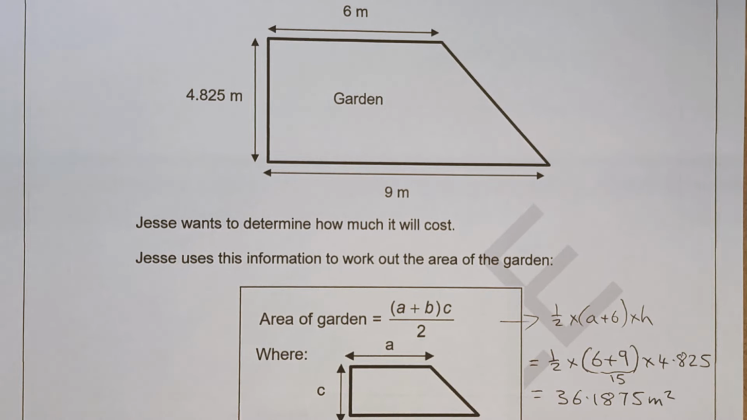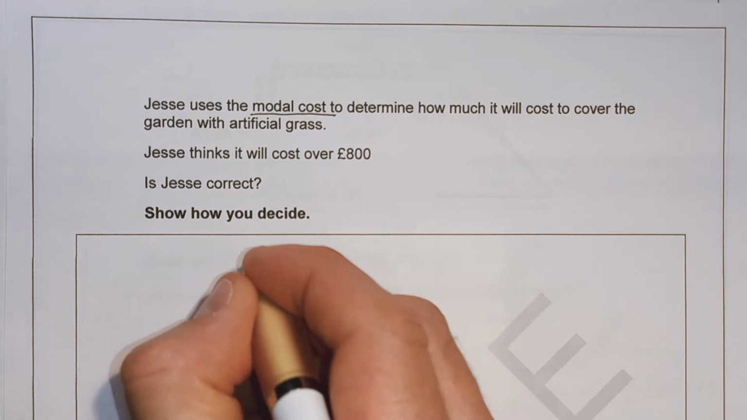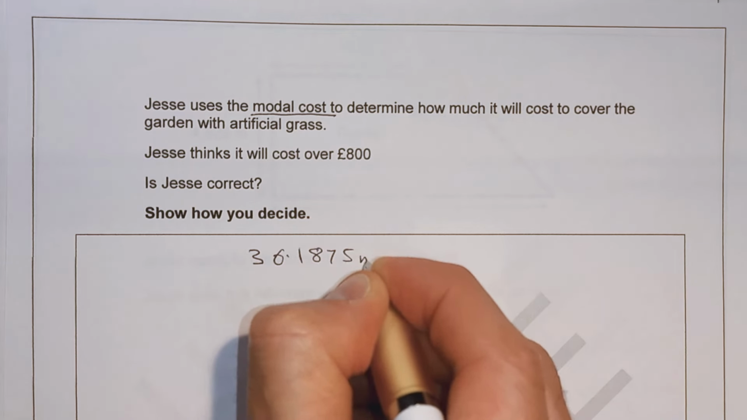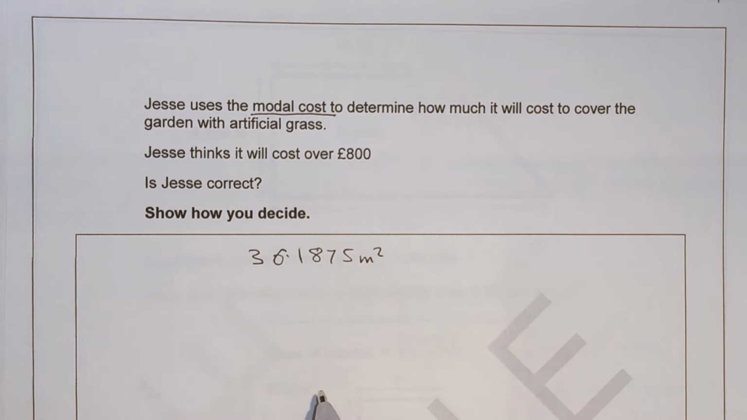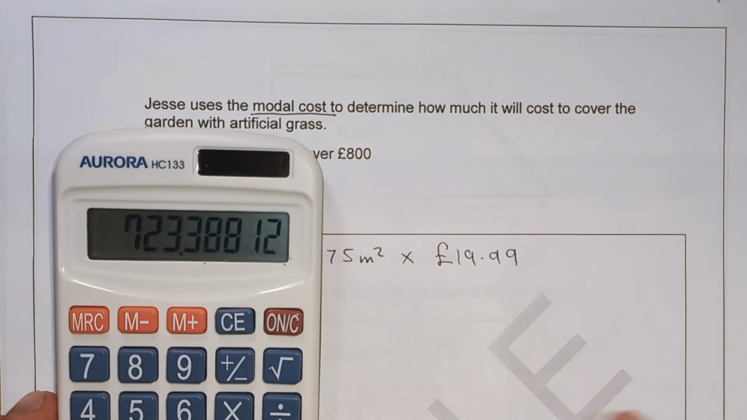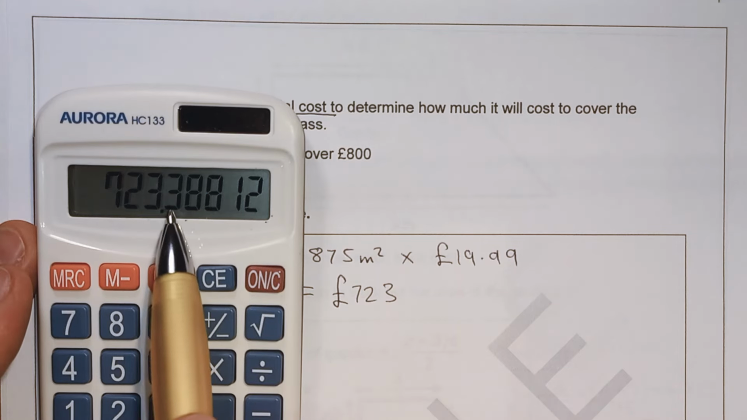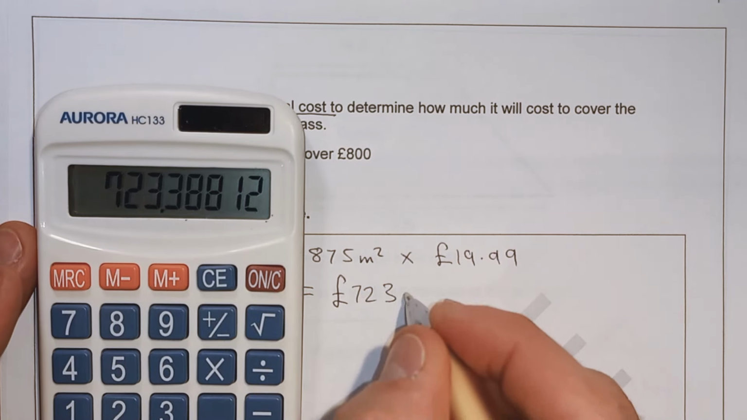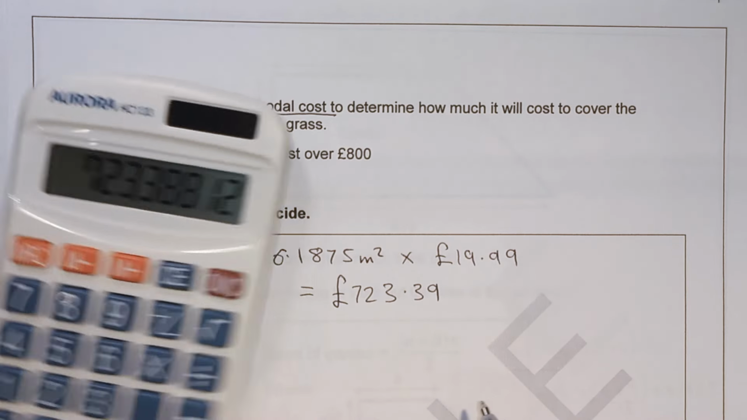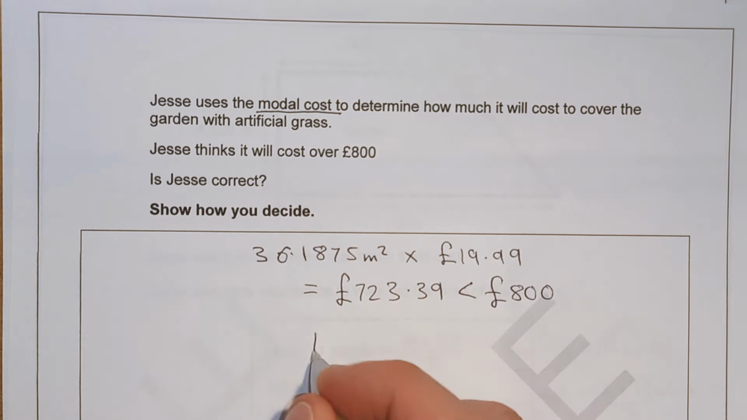Okay, so now we're going to take that. Let's go on to this sheet now. So, what was that value? 36.1875 metres squared was the area. And if you remember, the modal amount that we worked out was £19.99. So we're going to multiply those two together. I've still got this value in my calculator, so I'll keep that there. Multiply it by 19.99. And we get 723. Round to 2 decimal places because it's money, so 38. But this is an 8, so we round up to 39. Okay. Jessie thinks it will cost over £800. Well, no, this is less than £800. So is Jessie correct? No.